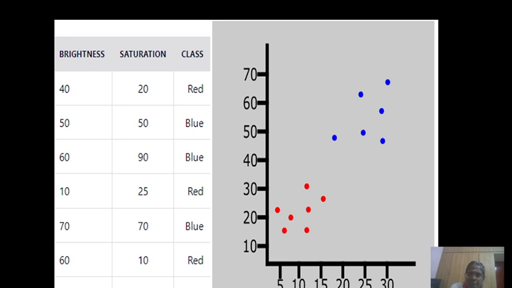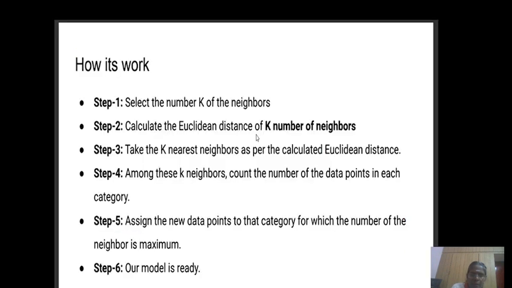Having this data set, we can draw a graph. In this graph we plot the brightness values as x1 and the saturation values as y1, taking the x and y coordinates, and plot each and every data point. After plotting, you will see two different classes identified, one red and the second blue, and then we look at how the algorithm works.